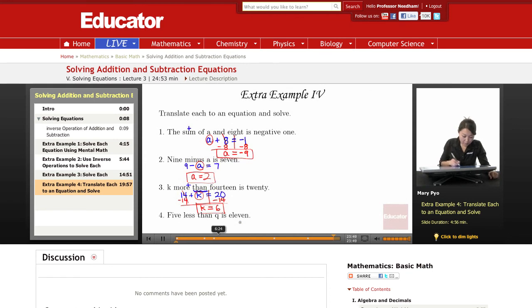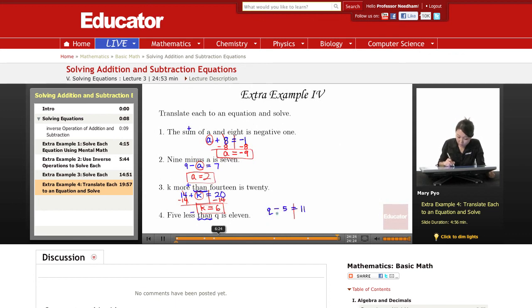And the last one, 5 less than q is 11. 5 less than q is 11. So less than we know is minus, but then again, here's that word. So it's going to be q minus 5 equals 11. So a number q, if you take 5 away, is going to be 11. So we know q is going to be 16.